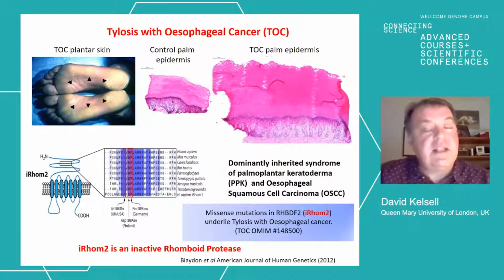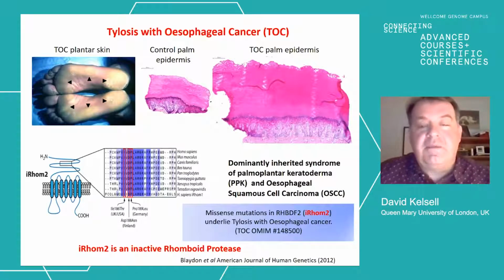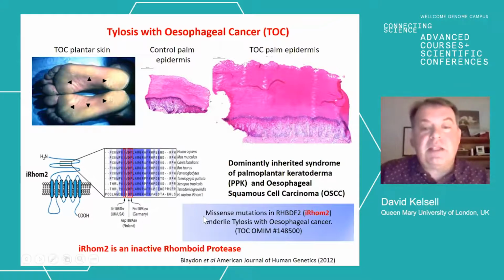So after quite a long journey, we finally identified the cause of this condition, and it was due to missense mutations in a gene called RHBDF2, which encodes the protein called iRhom2. So what does iRhom2 do? Well, it's a 7-transmembrane protein. It has a long cytoplasmic amino terminus, which is where all the missense mutations cluster in a highly conserved domain.